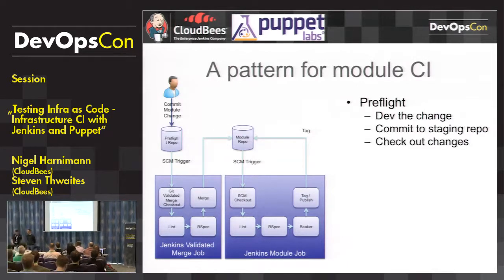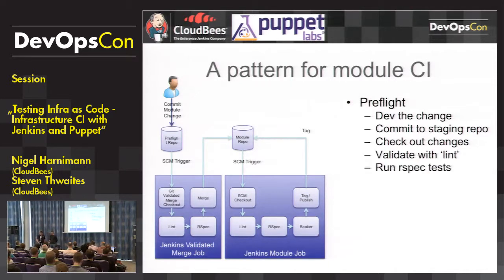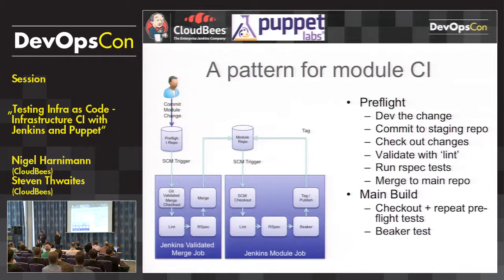Just summarizing it up. So it's pre-flight, develop the change, commit to a staging repo, do some validation against it, fast build response, merge up to the main repo, run the main build. That's more thorough, more complete, tag.